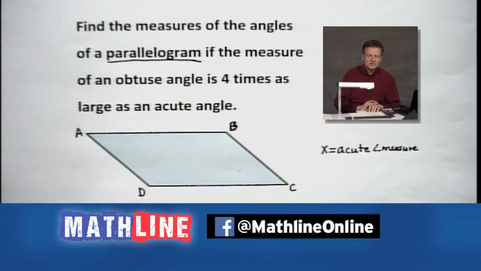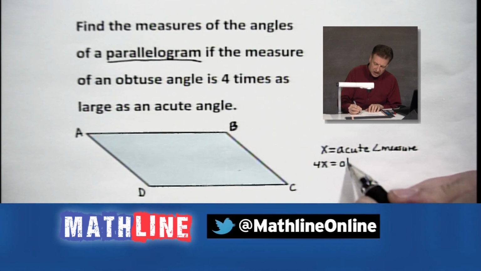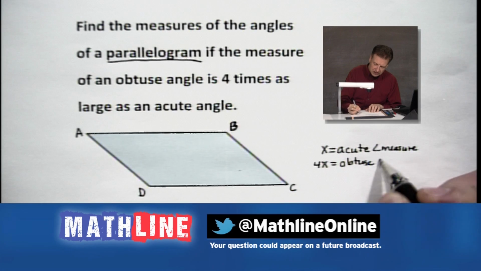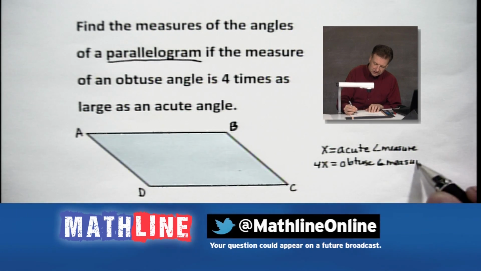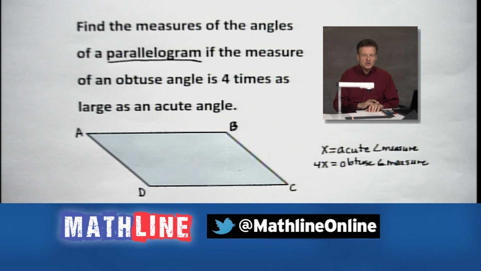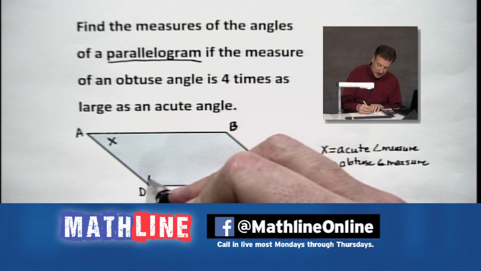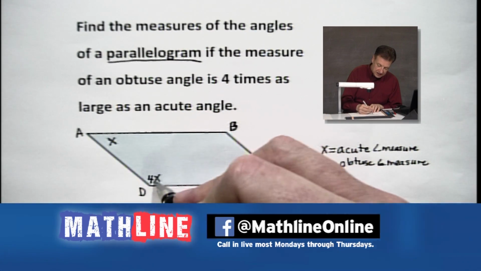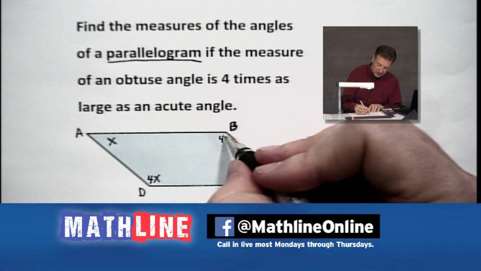Our obtuse, well, so you say, you're going to use y? You don't need y on this. You could do x and y, but I think it's a little complicated. We know 4x will equal our obtuse angle measure. As you read, there you go. So let's put it into our picture. Put an x right here. We put a 4x right here. We put an x here and a 4x here.